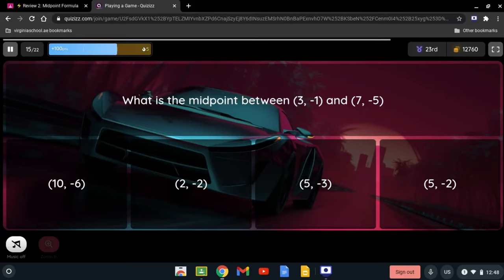7 plus 3 is 10. I made a mistake. So it's 10, and 10 divided by 2 is 5. So we're going to write it down. And then y1, which is negative 1, plus y2, which is negative 5. We're going to use a calculator for this. So negative 1 plus negative 5 is negative 6, and negative 6 divided by 2 is negative 3. So now we have (5, -3).